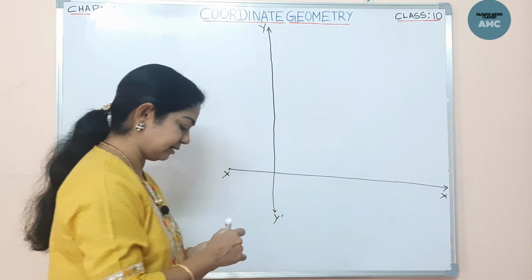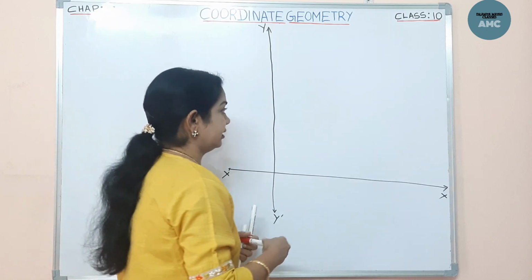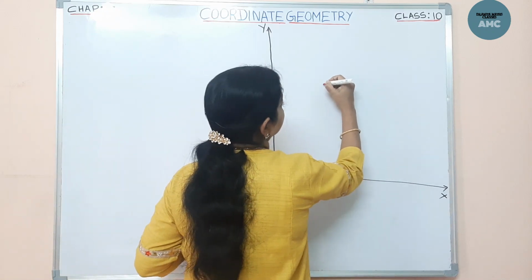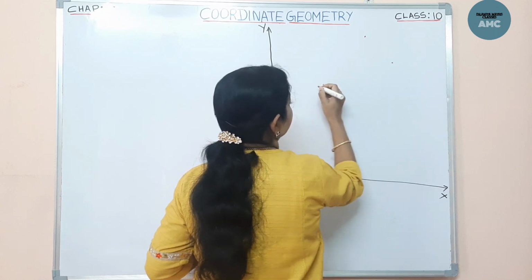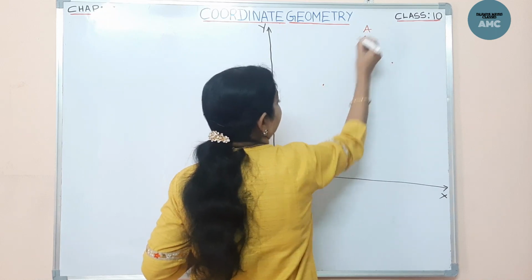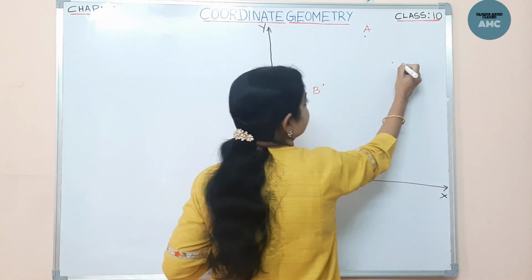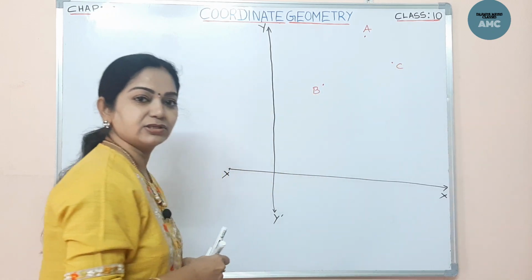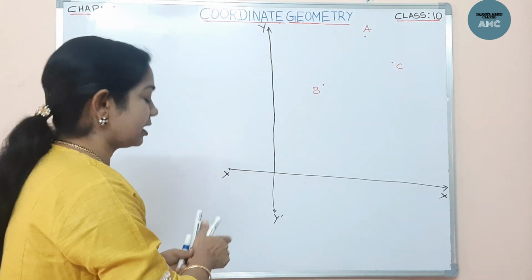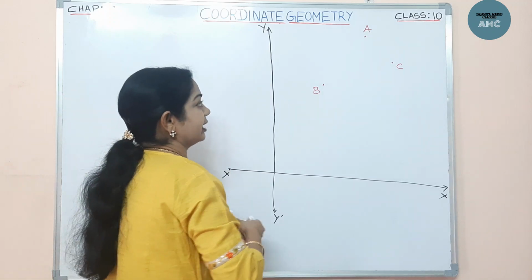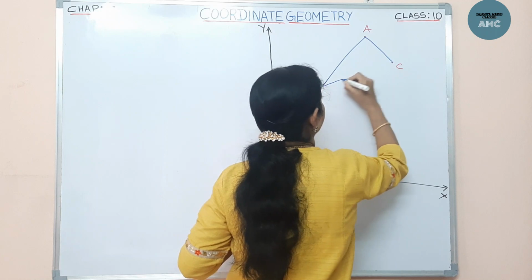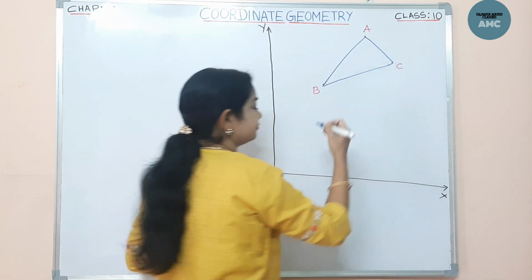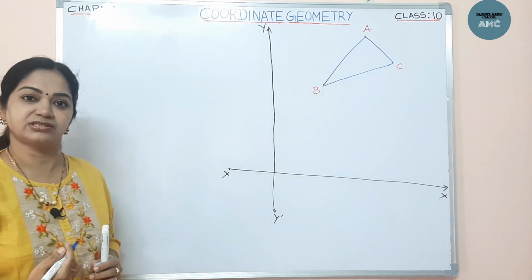So for that, let me draw the triangle. Now how is the triangle formed? By 3 points, isn't it? So let me take the 3 points like this. Let these be A, B and C. With 3 points which are not in a line, we can draw a triangle. So this is the triangle. Let us define the area of this triangle.